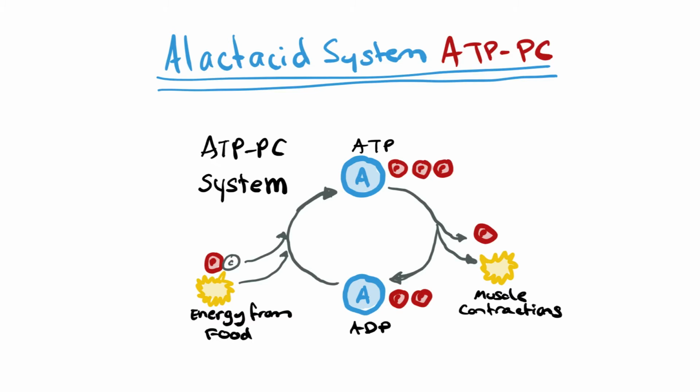So the main thing to remember about the ATP-PC system is it's that short, sharp burst, quick supply of really high intensity energy.